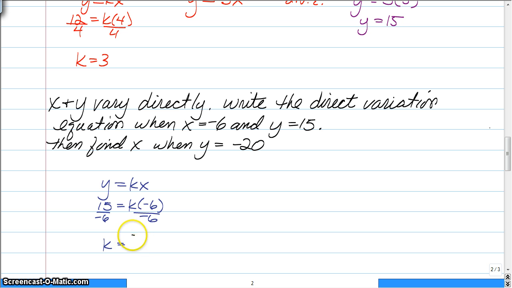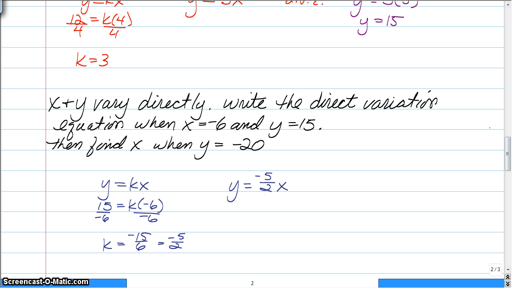And you get k is equal to negative 15 over 6, which can be reduced to negative 5 halves. Remember, we always reduce our fractions in this class. So we have y is equal to negative 5 halves x. That is our direct variation equation.